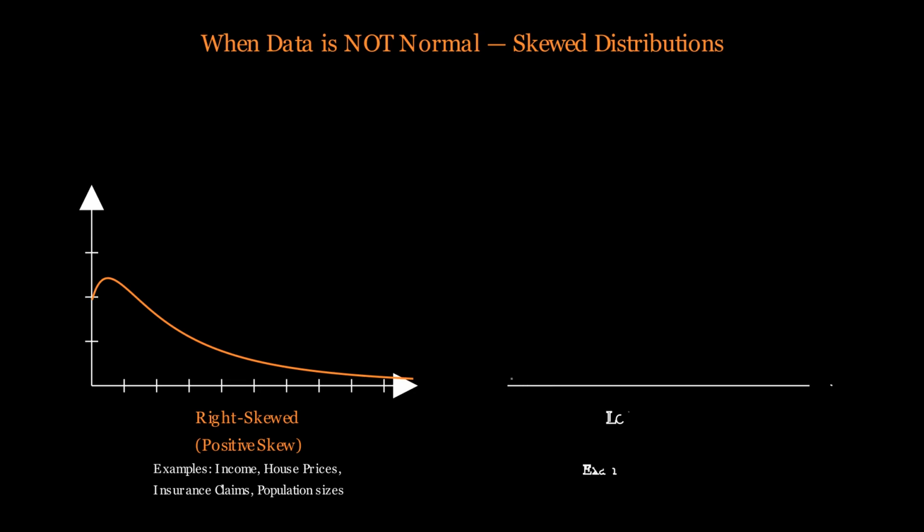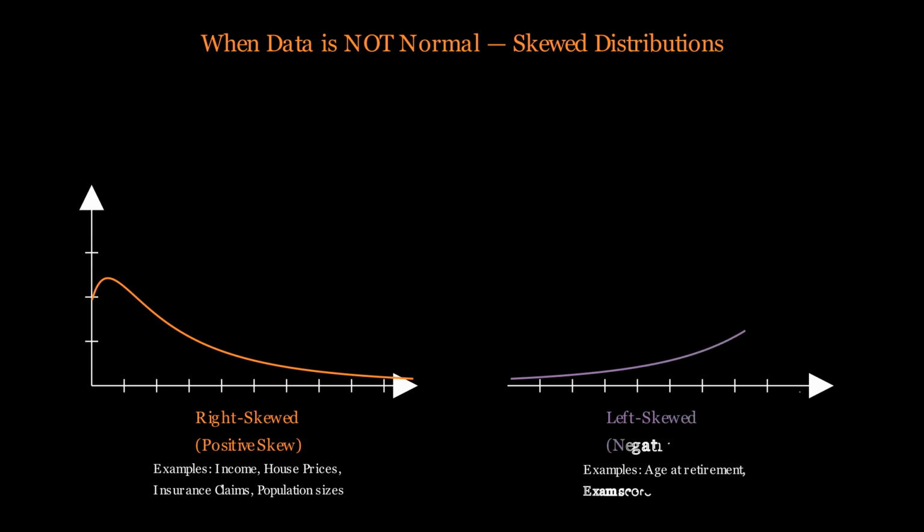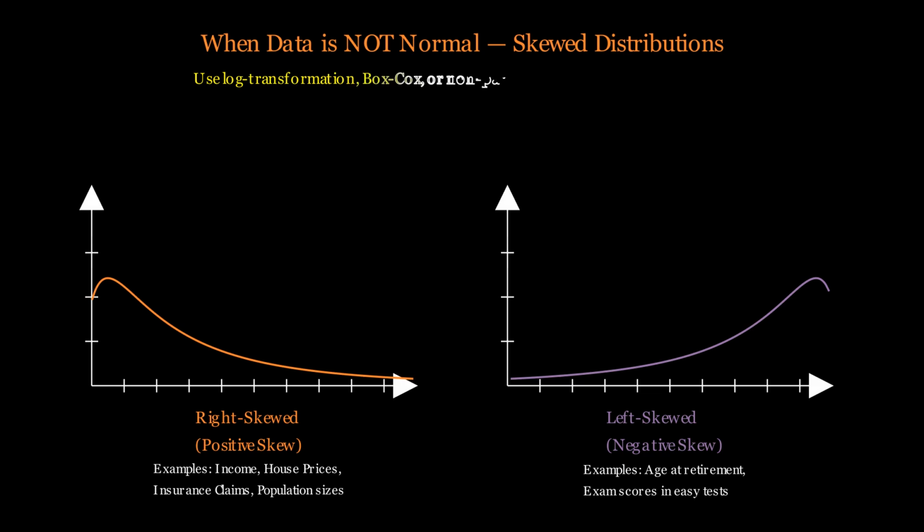Left-skewed distributions have their tail on the left side. This appears in exam scores for very easy tests. Most students score high, with a few struggling students pulling the mean down. When you encounter skewed data in machine learning, applying a log transformation or Box-Cox transformation can often restore normality, satisfying the normality assumptions your algorithms require.